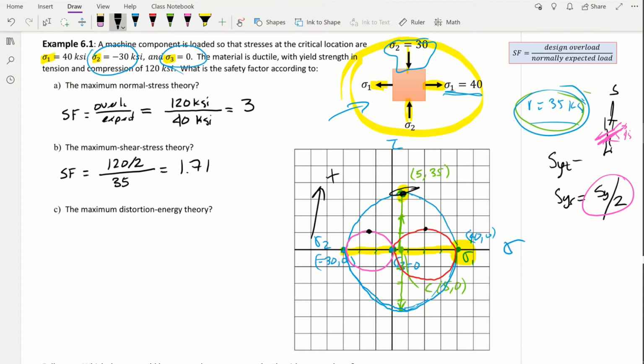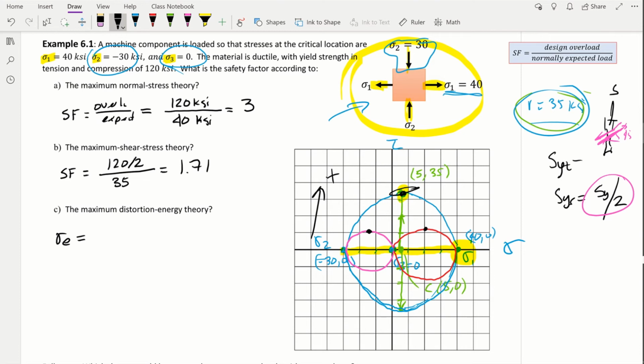The last one is the maximum distortion energy theory. Remember what that theory says? For the maximum distortion energy theory, we would calculate an equivalent stress, sigma E. And then we compare it with the yield strength of the material. If the equivalent stress exceeds the yield strength of the material, then we got failure, right? So what is the formula for the equivalent stress? It depends on the data that's given. Sometimes we can get it from sigma x, sigma y, and tau xy. Or if we know the principal stresses, there's a couple formulas there.